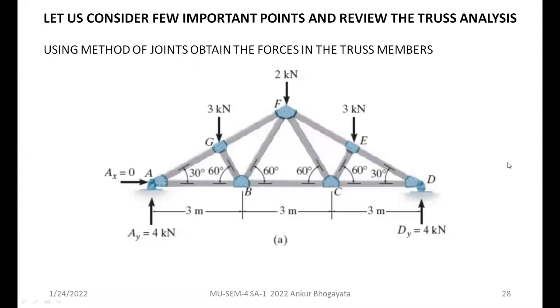Yes, sir. Force in AG is 8 kilonewton in compression, and force in AB is 6.93 kilonewton in tension. Very well, very good. So let's go ahead. Anyone else would like to share their answer? Thank you, Vishwajit. Anyone else would like to share the answer quickly?